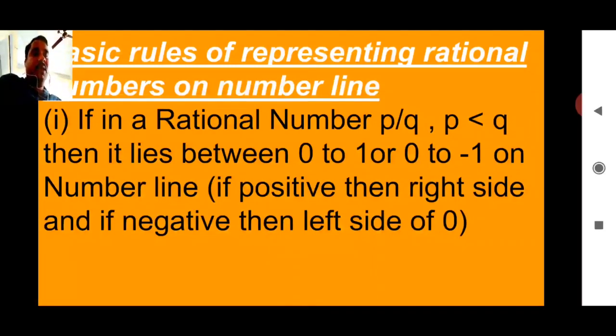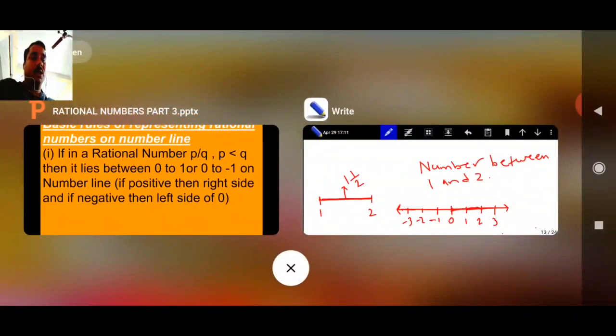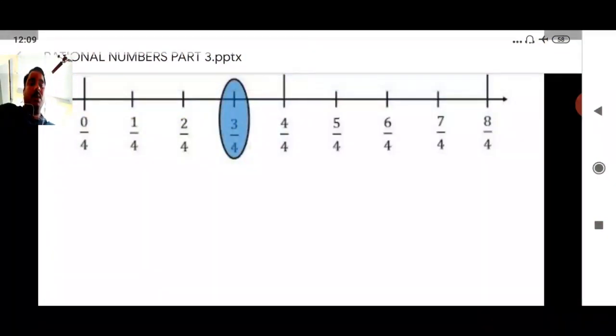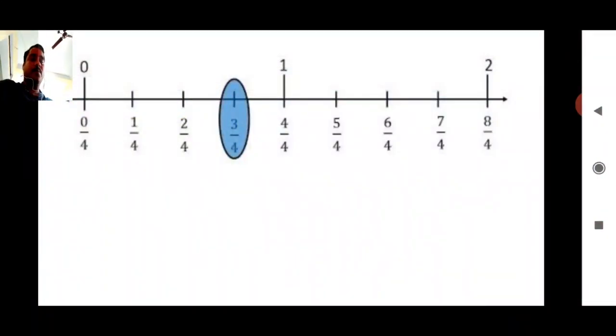Basic rules of representing rational numbers on a number line. If in a rational number p by q, p is less than q, means the numerator is less than the denominator, then it lies between 0 to 1 or 0 to minus 1 on the number line. If positive, then right side, and if negative, then left side of 0. See here one example: this number 3 by 4 represented here on the number line.